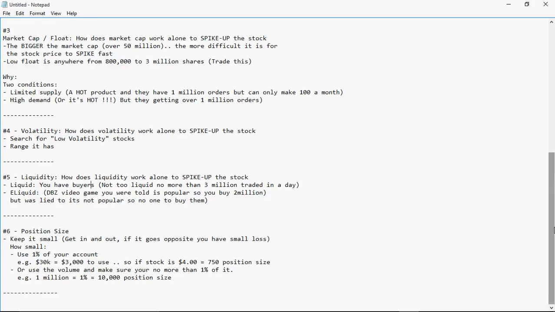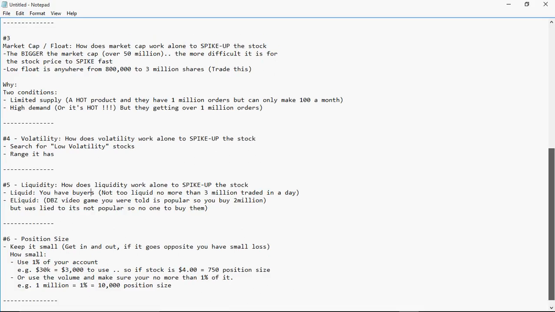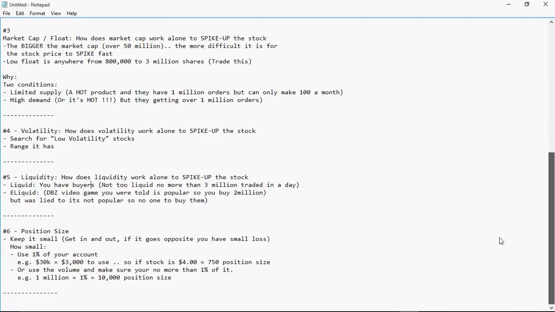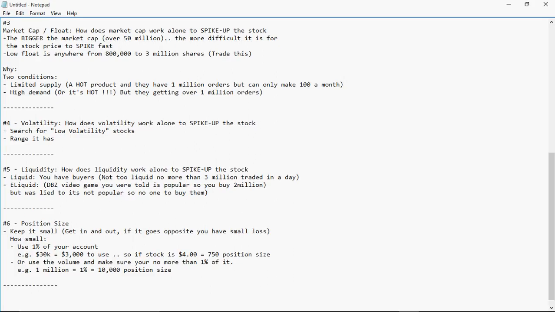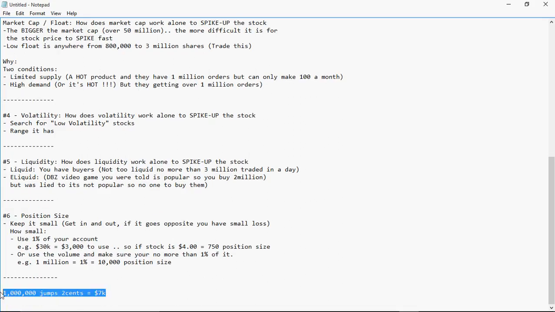Okay. Now position sizing. This is all I wish that someone explained to me, because I always used to wonder, hey, if I have a million position size, if the stock jumps up 2 cents, I could make 7K. That's true. I've seen that. Okay. But here's the problem. There's a lot wrong with that. Let me deal with it. Okay.